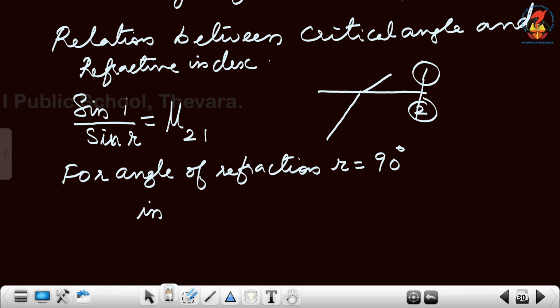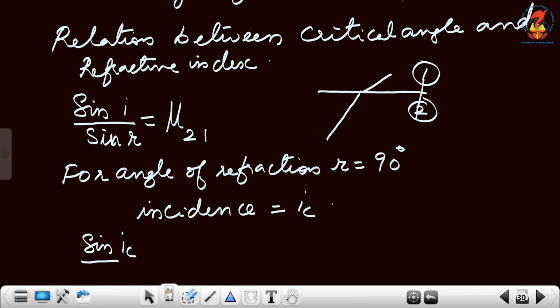Angle of incidence must be equal to the critical angle IC. So in that case, the above equation can be written as sin IC by sin R, that is 90 degrees, equal to mu 1 2. Why? Because light is traveling from denser to rarer medium, we are writing it as mu 1 2.